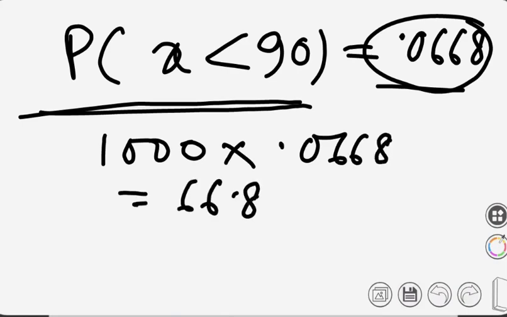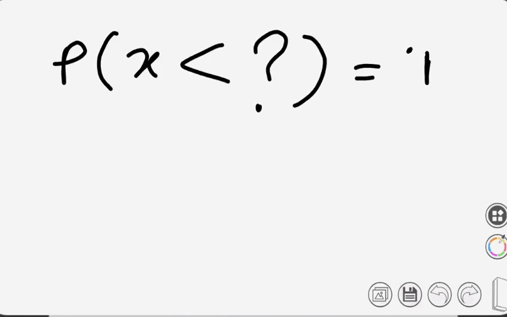1000 দিয়ে গুণ করলে তাই হয় তো? এটাই আছে। So it is 67. Hence 67 bulbs.